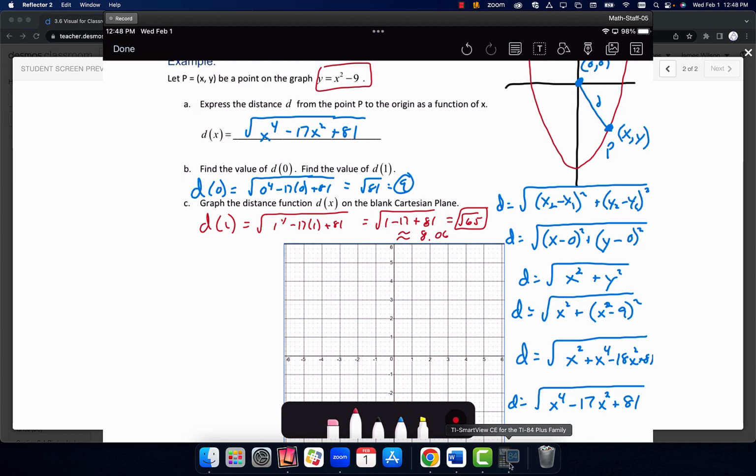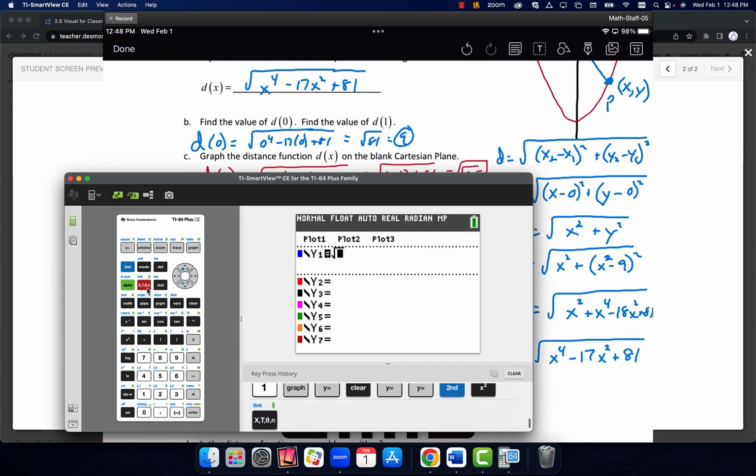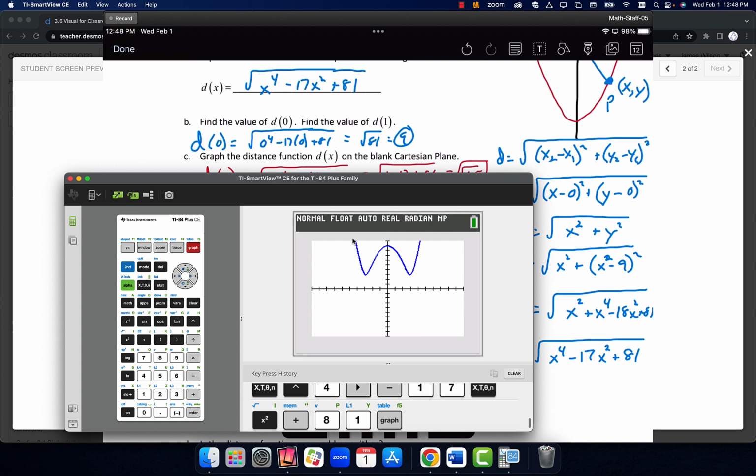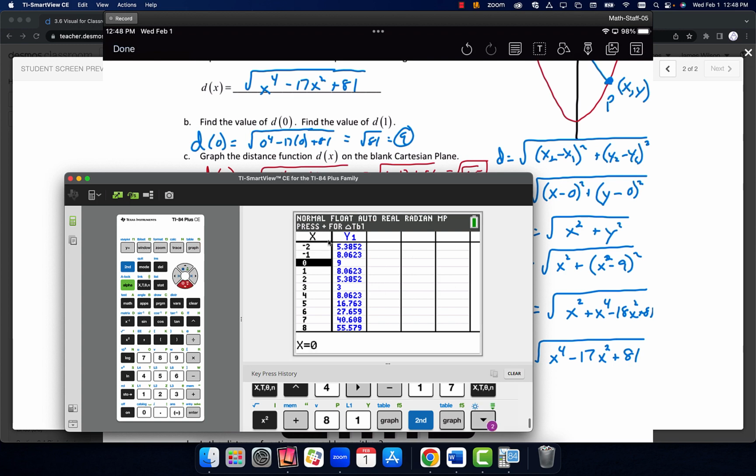So now if we graph this in the calculator, square root x to the 4th minus 17x squared plus 81. And check out the graph. There's the graph of the distance. If we want to go to the table and check our answers, x value of 0 means the distance is 9. That confirms our algebra. And then we also can look at 1. We thought it was 8.06, and it looks like it is.